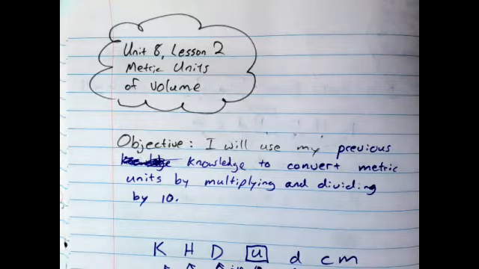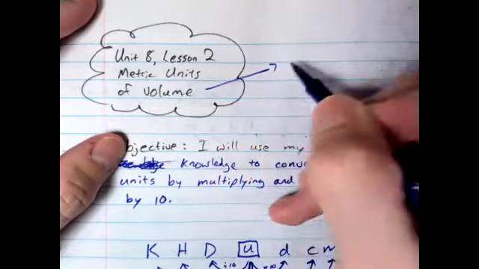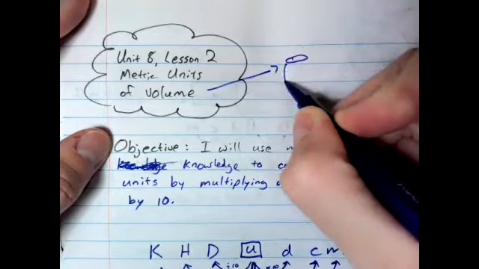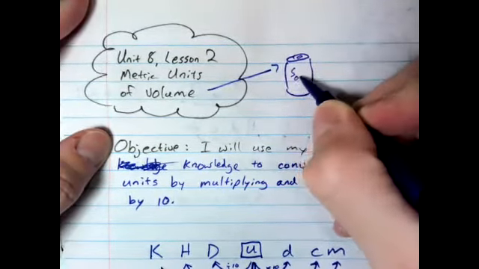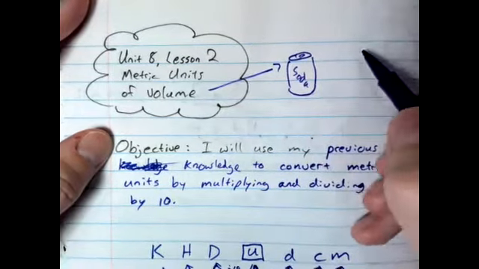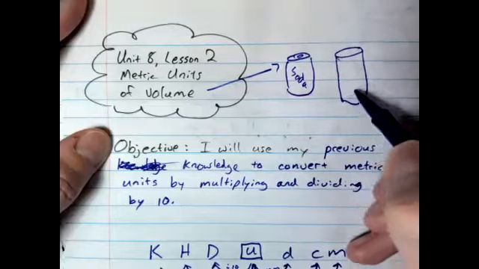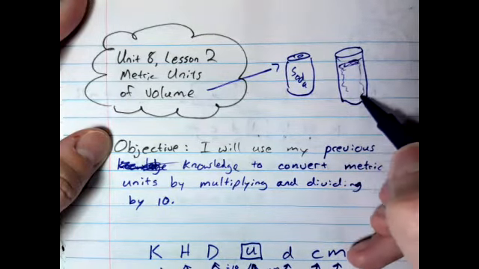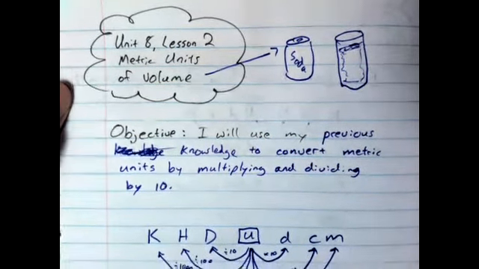And volume is how we measure liquid. So that's what we want to think about. We want to think about liquid. So think about cans of soda or a glass of water. We're measuring how much liquid is in something. We are measuring volume.